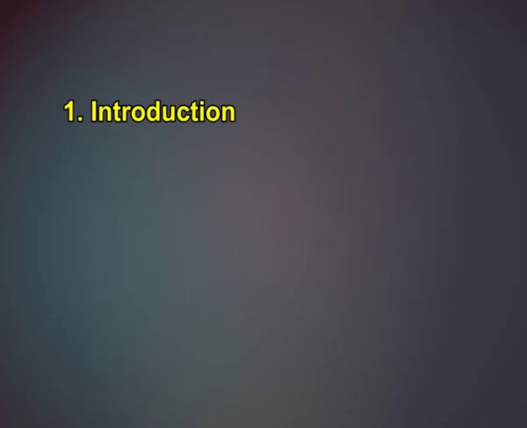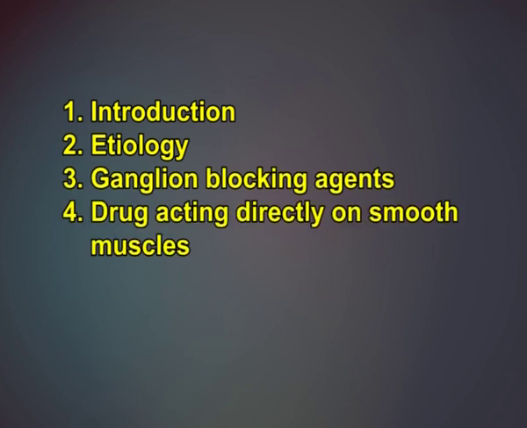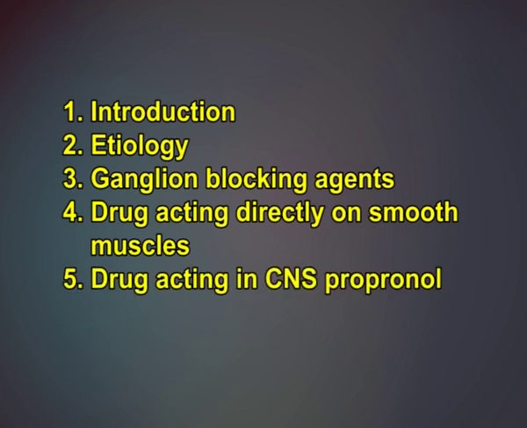Now let's start module 3, antihypertensive agents. Antihypertensive agents are further divided into the following parts. First, introduction. Second, etiology. Third, ganglion blocking agents. Fourth, drugs acting directly on smooth muscles. Fifth, drugs acting on the CNS, propranolol. Now we will take the first, introduction.